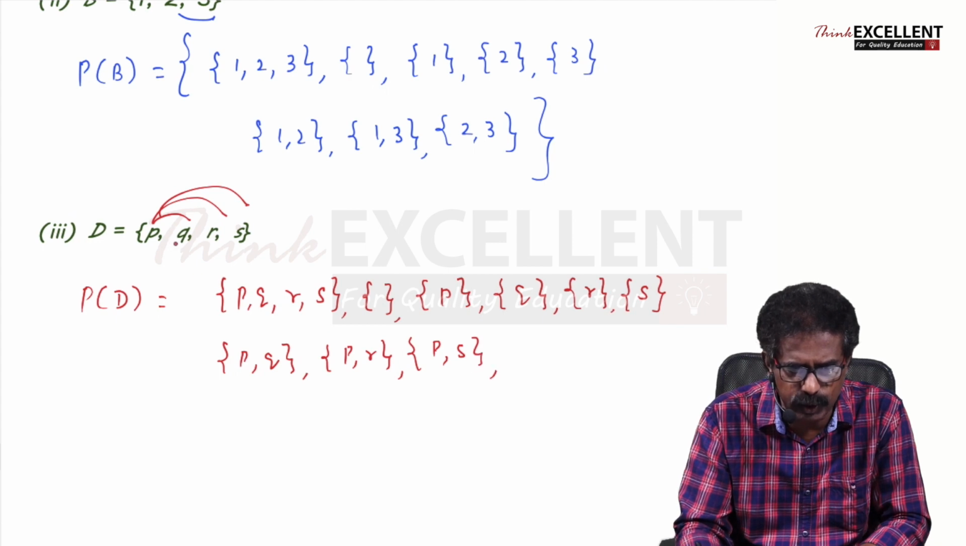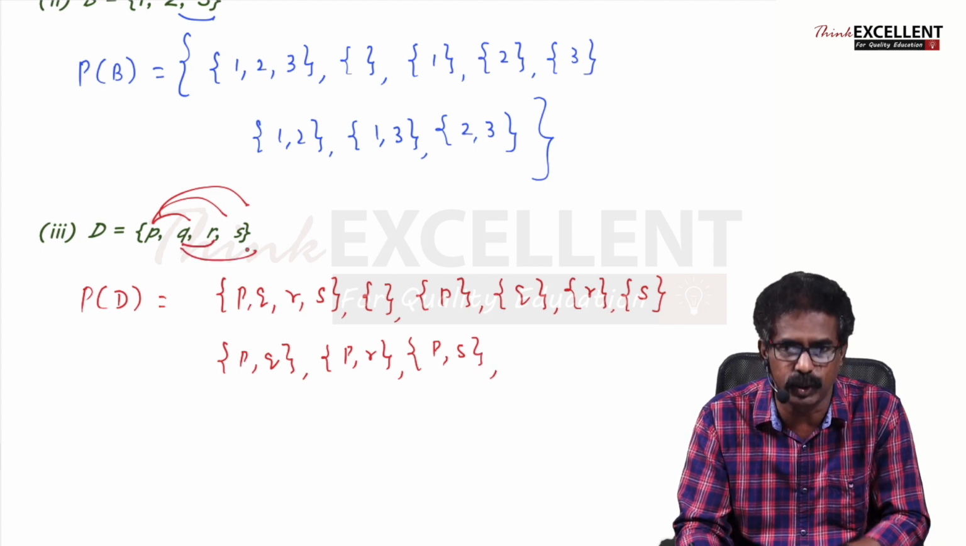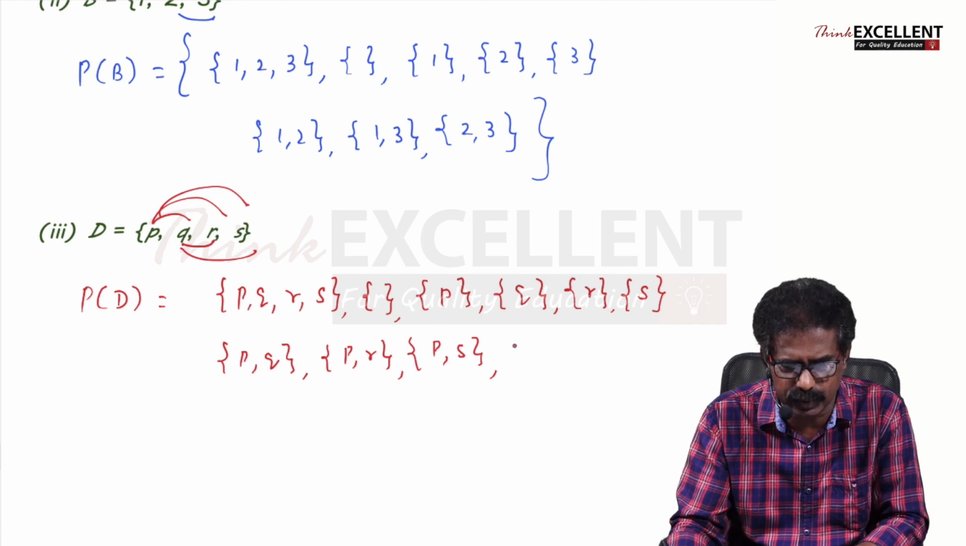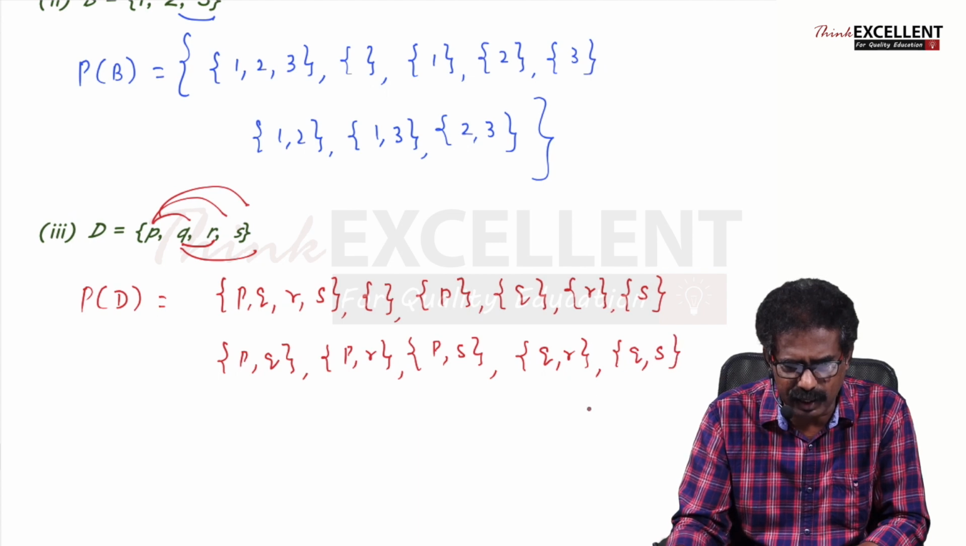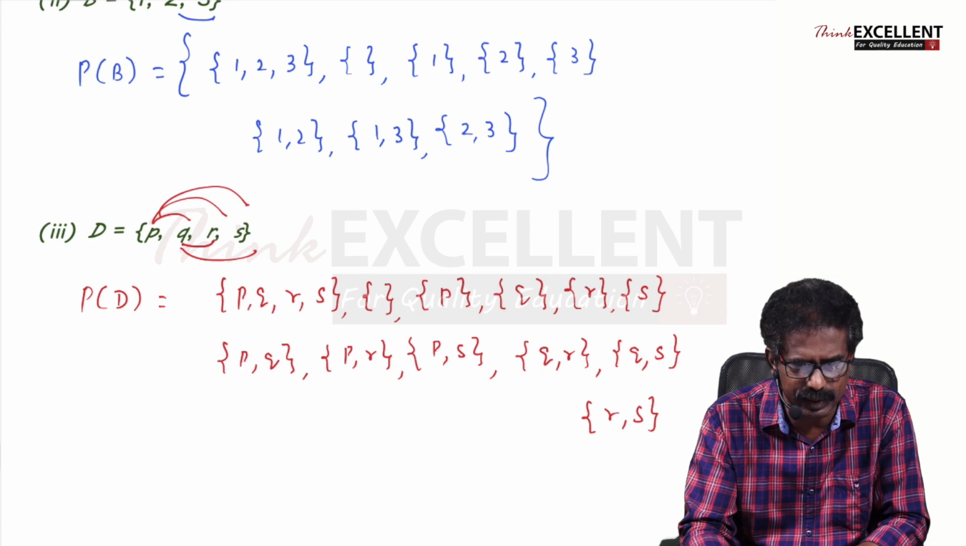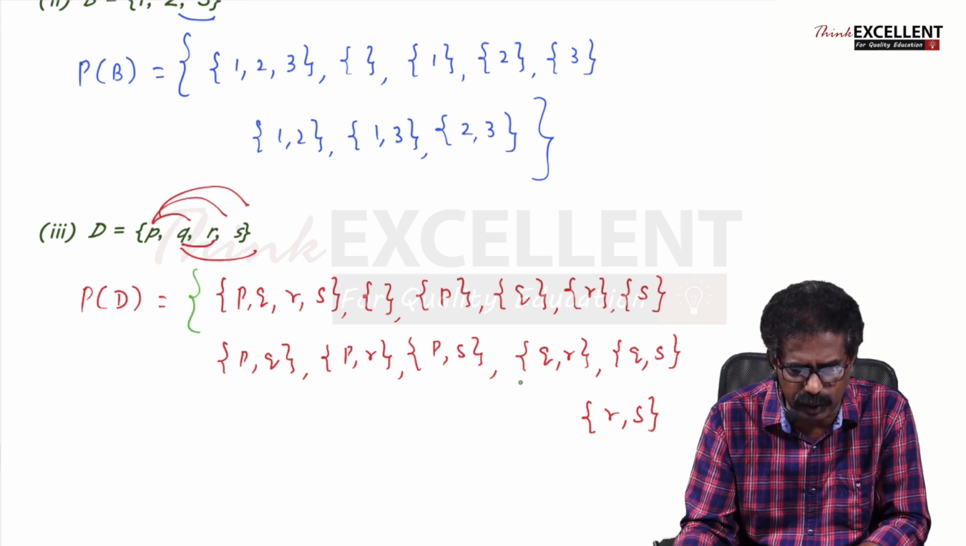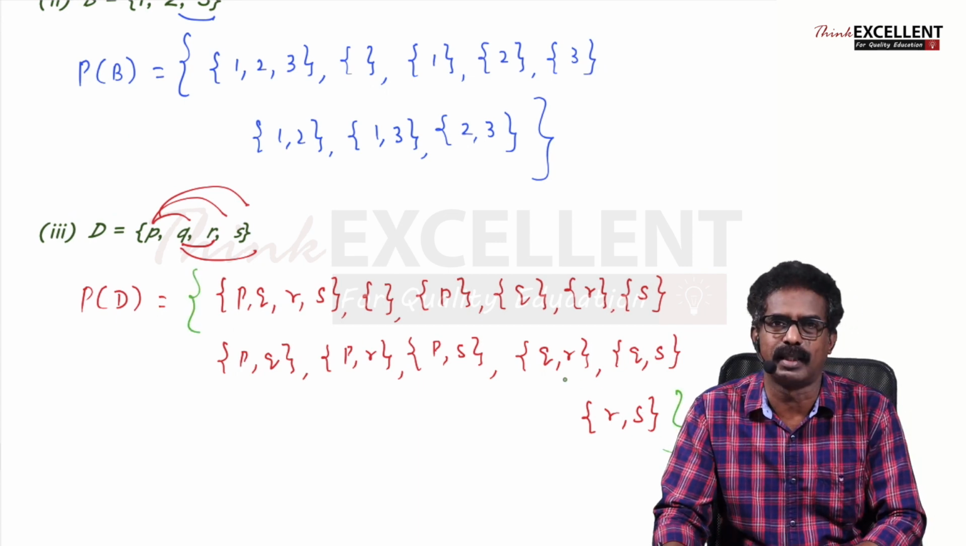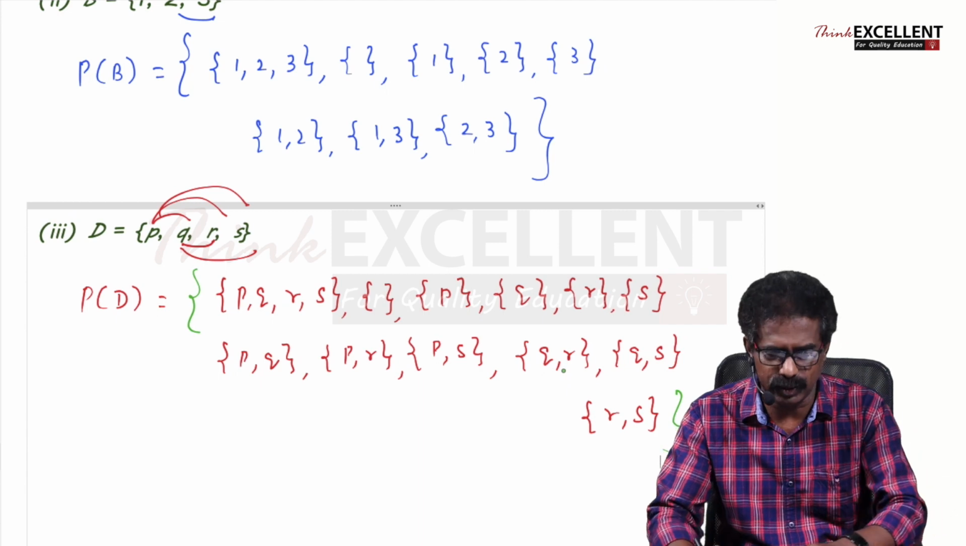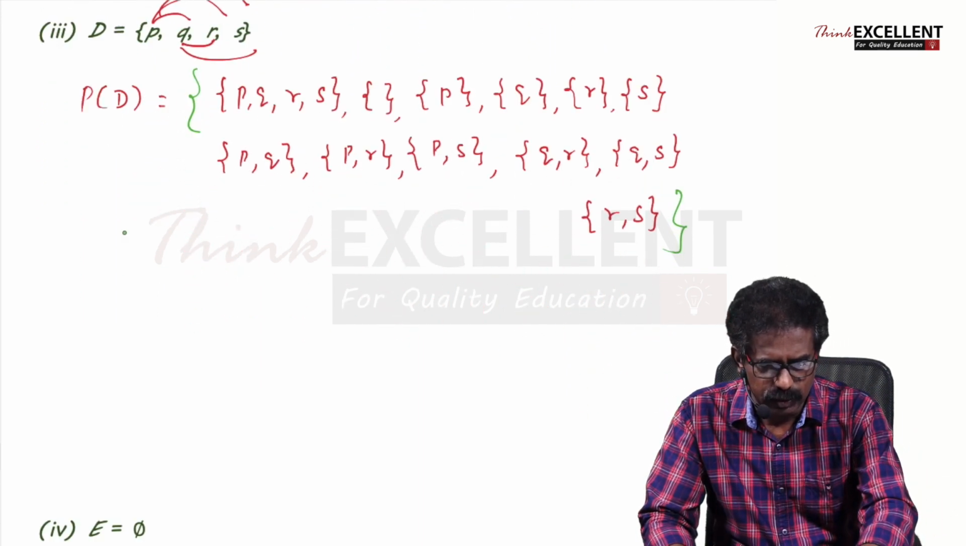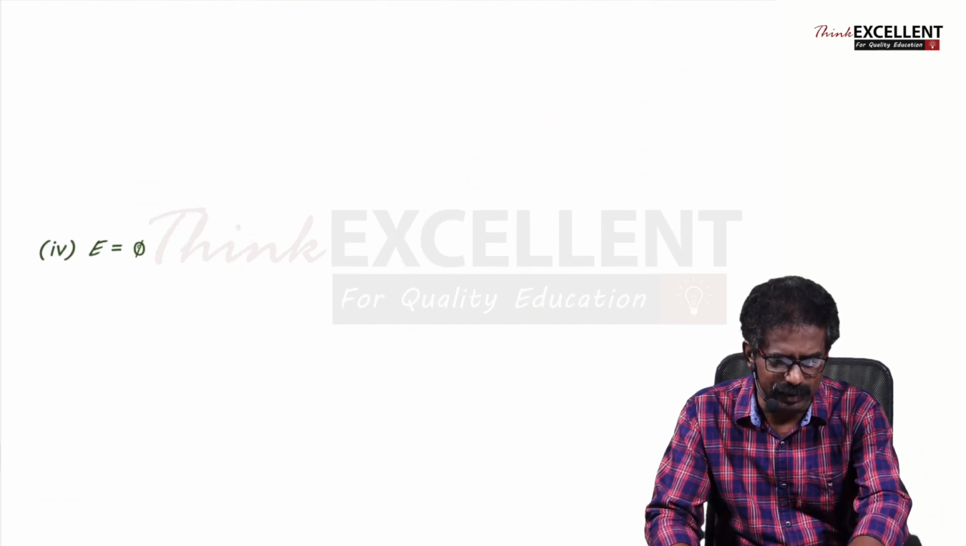Then starting with Q, QR, QS. Don't come back. QR, QS. Then from R, it is RS, right? So these are the subsets. Write them as a set, so outside you put a set bracket. Try to write it in 2 lines. So that is important.